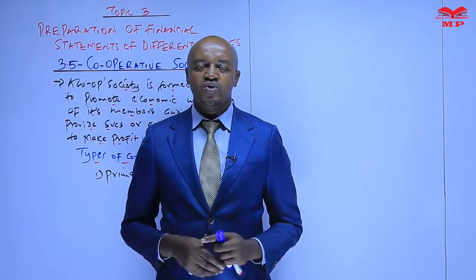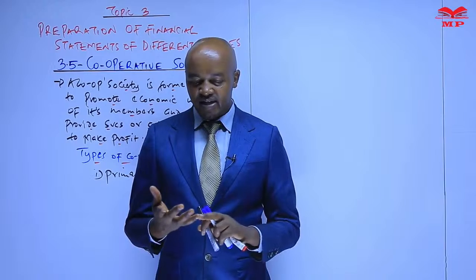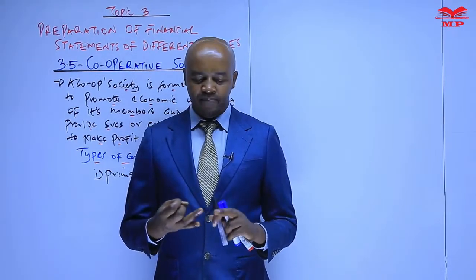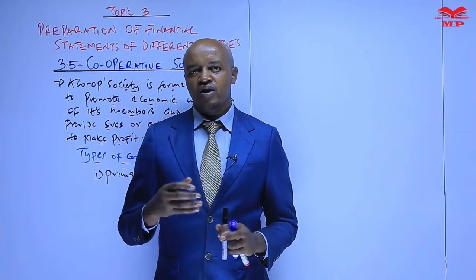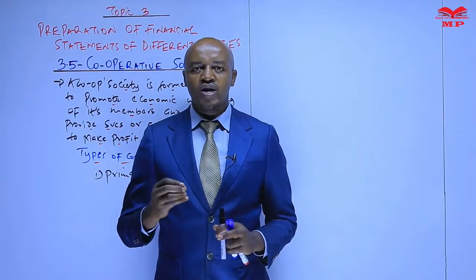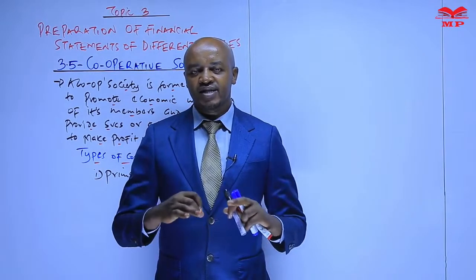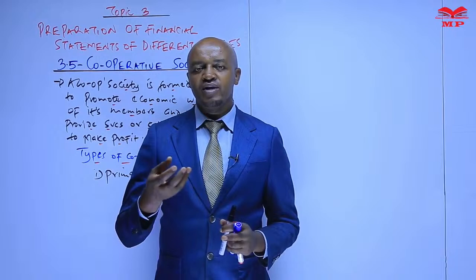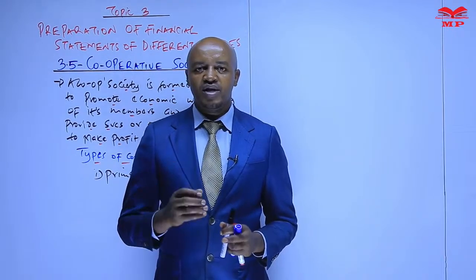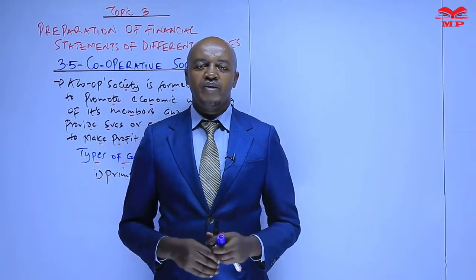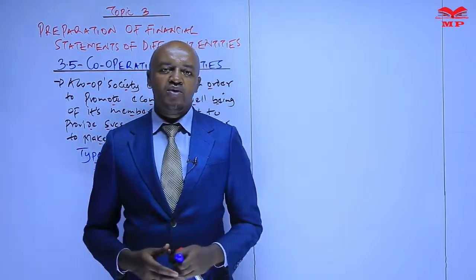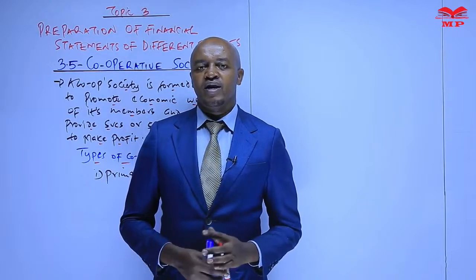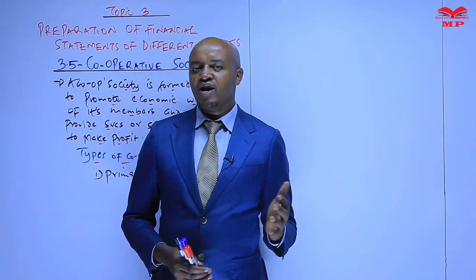And for a person to qualify to be a member of a cooperative society, according to the Cooperative Societies Act, such a person needs to have attained the age of 18 years. Number two, such a person must be a resident or must own land within the cooperative society's area of operation. And number three, that person must be within the profession or employment within which the cooperative society is operating. So if, for example, a cooperative society is formed by coffee farmers, for any person to qualify to be a member, then such a person must be a coffee farmer.